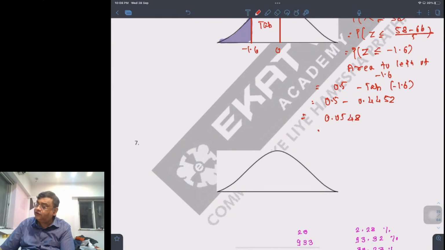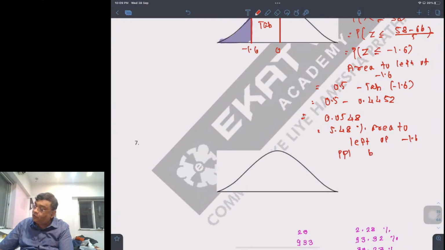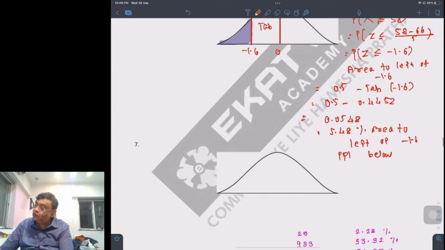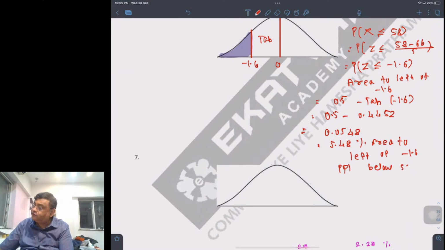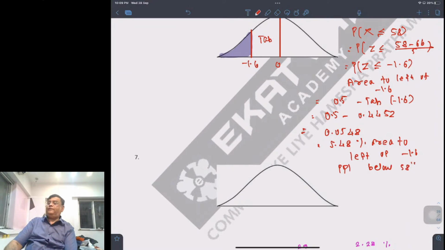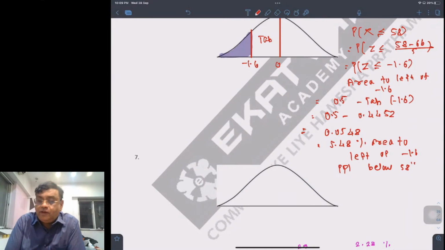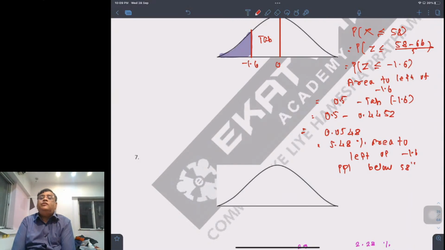अभी ये अगर सही है तो इसका मीनिंग क्या हो गया? 5.48% एरिया टू left of what? Minus 1.6. That means that is the area, these many people have height below 58 inches of height. ये सबका मीनिंग सेम ही है. Everything means the same. I hope this is clear.